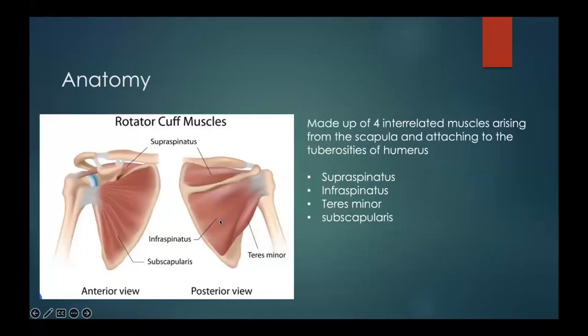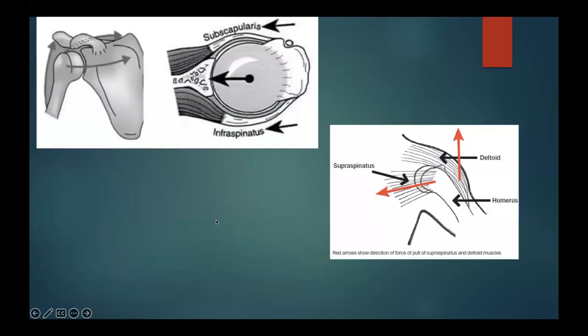The rotator cuff muscles are made up of four interrelated muscles arising from the scapula and attaching onto the tuberosity of the humerus: supraspinatus, infraspinatus, teres minor, and subscapularis. They fuse together with the articular capsule into a common insertion on the tuberosity of the humerus, which is known as the footprint of the rotator cuff.